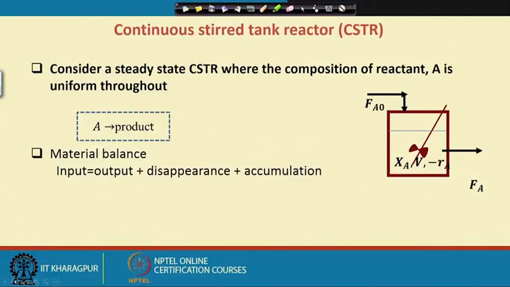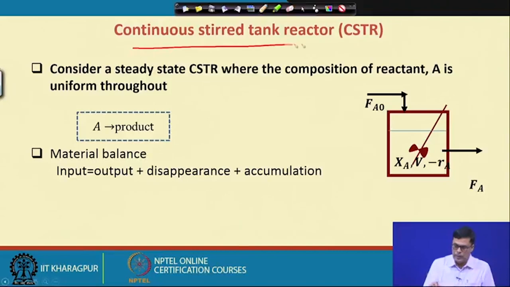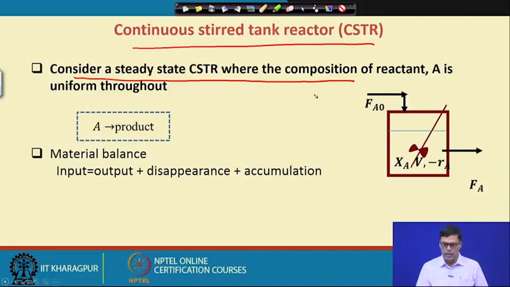Now, let me talk about this continuous stirred tank reactor. And I told you the continuous stirred tank reactor is largely operated and is easy to operate. And here it is possible to establish the steady state conditions. What is the steady state condition? Under steady state condition, the concentration of the different components present in the reaction mixture remains constant. So how is it possible? This is possible because, let me explain that.